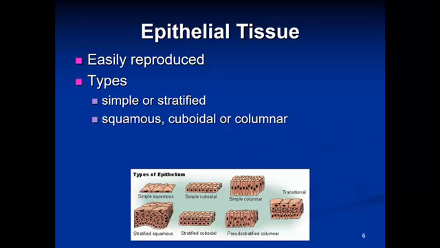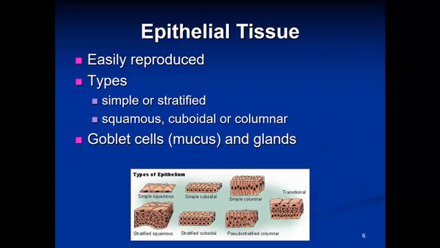Epithelial tissues are typed based on 2 things: whether they're a single layer or more than 1 layer. A single layer of epithelial tissue is called simple. More than 1 layer of cells is called stratified. The 3 shapes of cells are squamous, cuboidal, and columnar. Squamous is kind of a star shape, cuboidal like cubes, and columnar like columns.